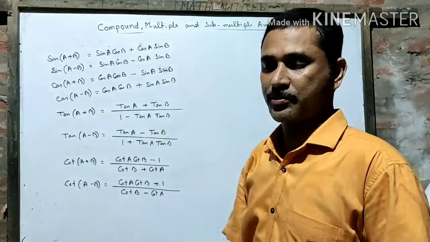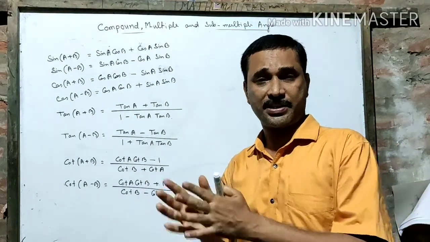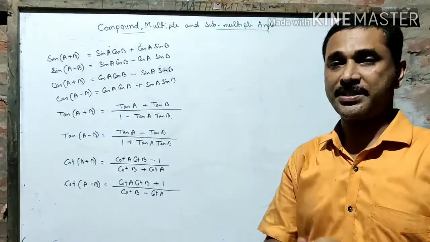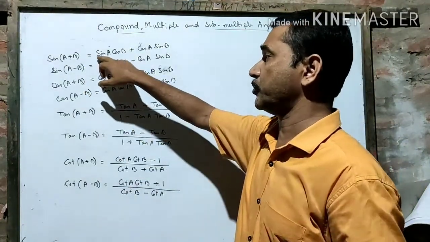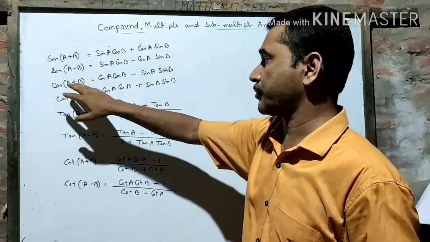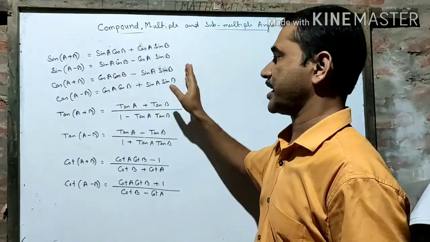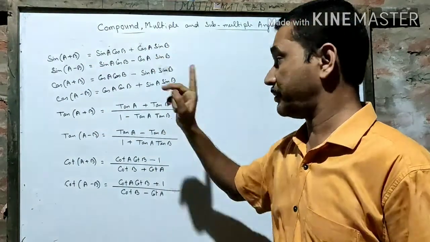Sin(A − B) = sin A cos B − cos A sin B. Cos(A + B) = cos A cos B − sin A sin B. Cos(A − B) = cos A cos B + sin A sin B. Remember one thing: in the sine formulae, you will find sin and cos mixed. In the cos formulae, it is cos cos, sin sin. And in the sin formulae, it is sin cos, cos sin. Remember that structure.